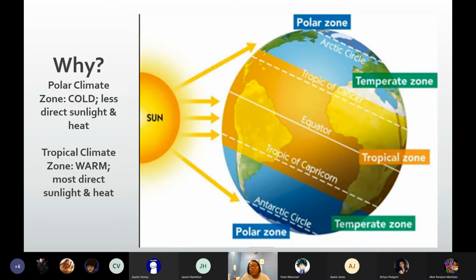Because our Earth is tilted, our polar zones, the Arctic and Antarctic, don't get much direct sunlight. Because of that, they're very cold, okay? The temperate zone gets a little bit more sunlight than the polar zone does, so therefore it's more warm, okay? And then our tropical zone, where our equator is, is very warm because it gets the most direct sunlight, okay? Please take some time to finish writing this down in your notebook.